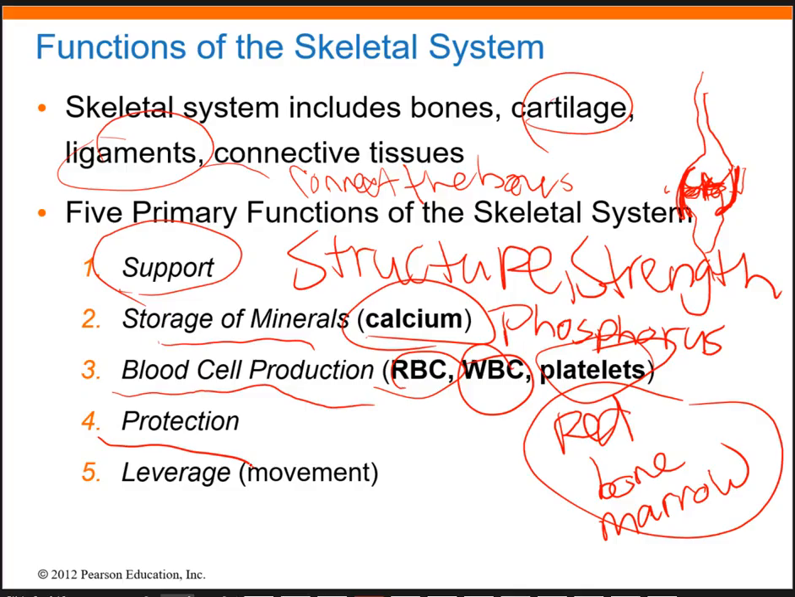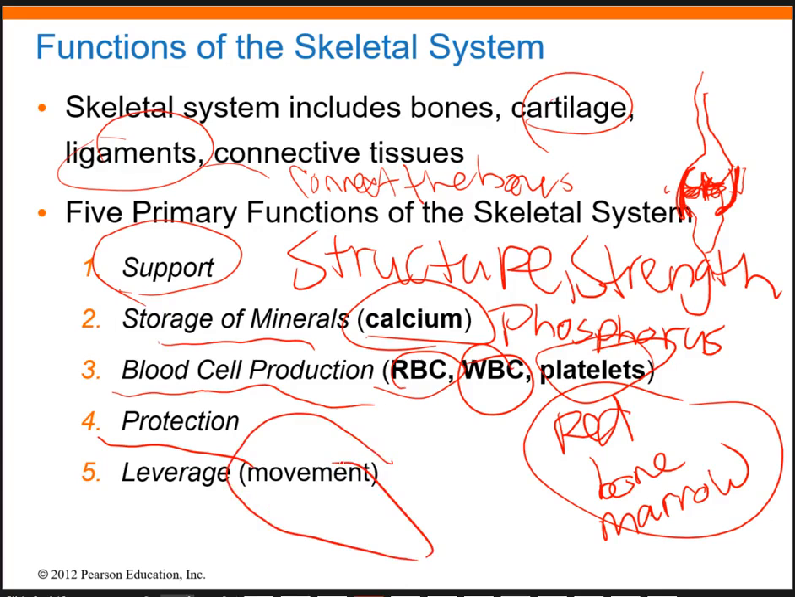Also, like your breastbone right here, your sternum sits right on top of the heart. Your rib cage, your thoracic cage surrounds your lungs, which are really delicate. So the bones provide a lot of protection for the organs that are underneath them. Finally, the skeletal system is an important component of movement, right? The way that we're able to move our body around purposely.